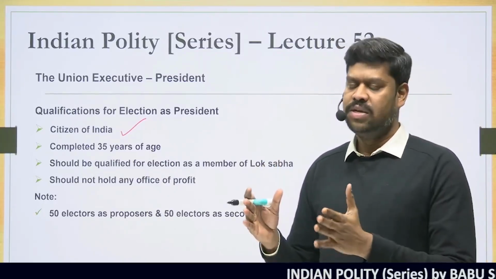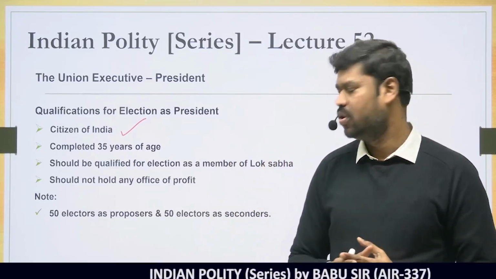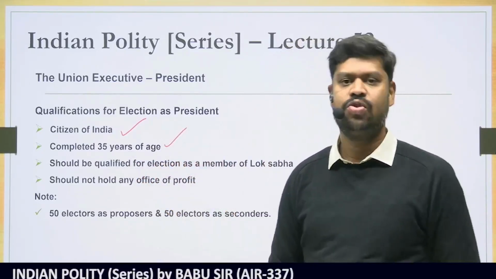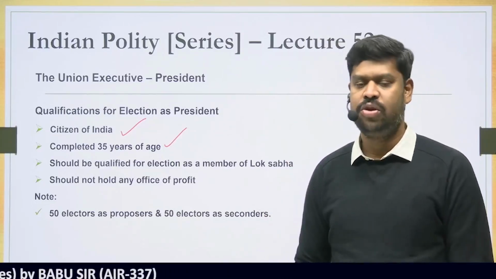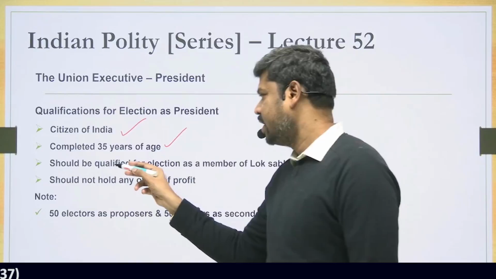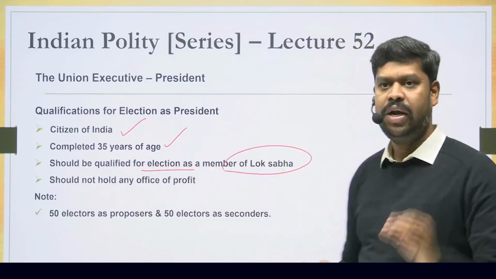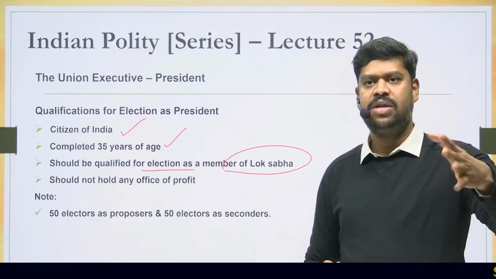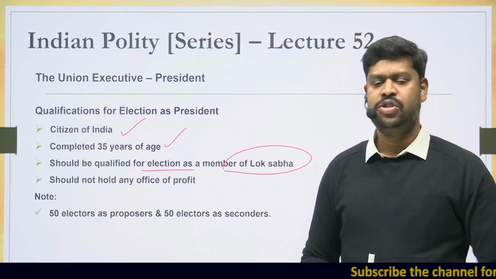So once he is a citizen, he is satisfying what is called the first condition to contest election to the office of the president. And then the person, he or she who wants to contest election to the office of the president should have completed 35 years of age. That's the minimum age that they should have completed. Citizen of India, completed 35 years of age. And then the next condition is he or she should be qualified for election to become a member of Lok Sabha. So many times students have a misunderstanding that to contest election to the office of the president, he or she should be a member of Lok Sabha. No. It is not required that he or she should be a member of Lok Sabha.